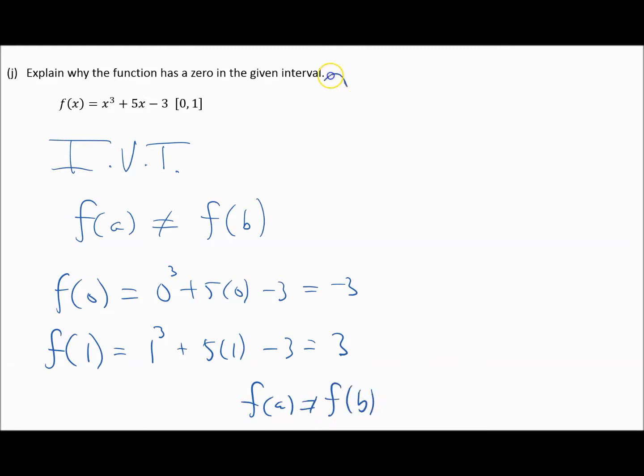The next question is, is this function continuous? And you say, yes, yes, yes. Why? Because it's a polynomial, right?